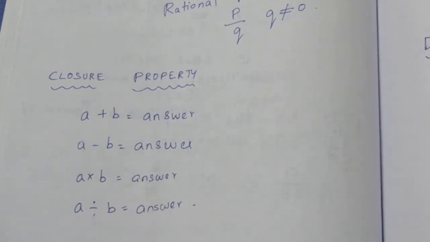Nothing else we are going to do. We'll just get the answer for solving two numbers. Whether it is addition, subtraction, multiplication or division, we will get one answer. So if we get an answer, this property is called a closure property.